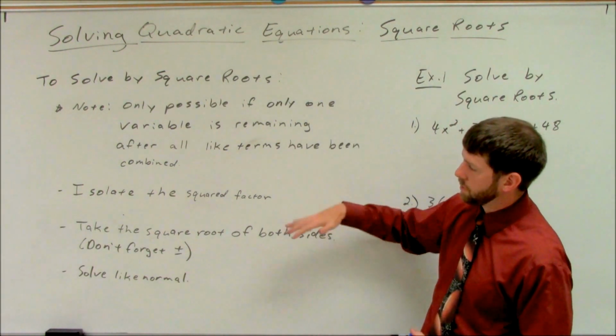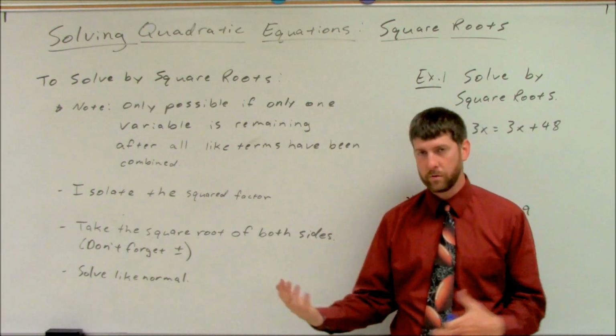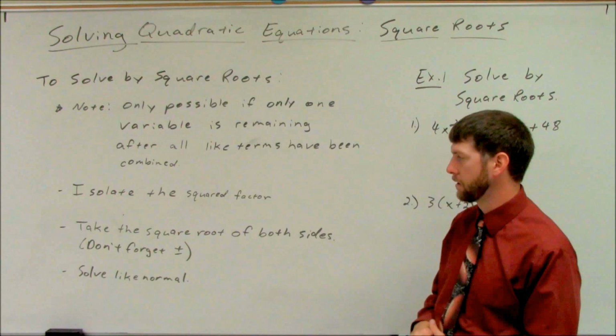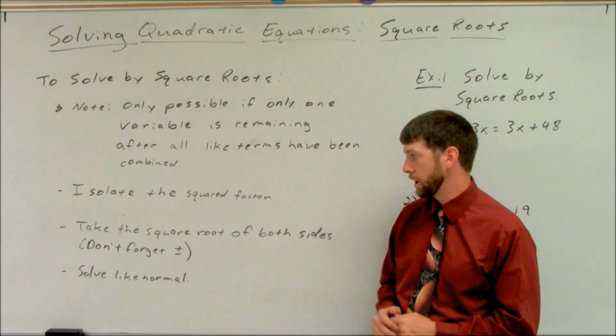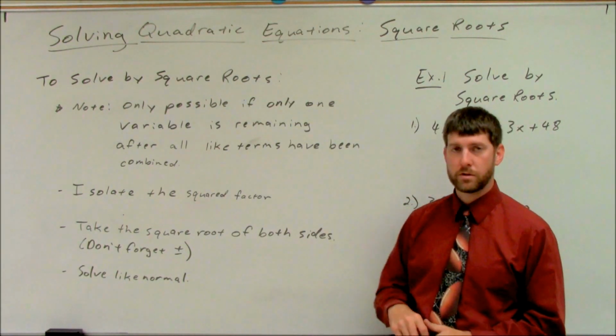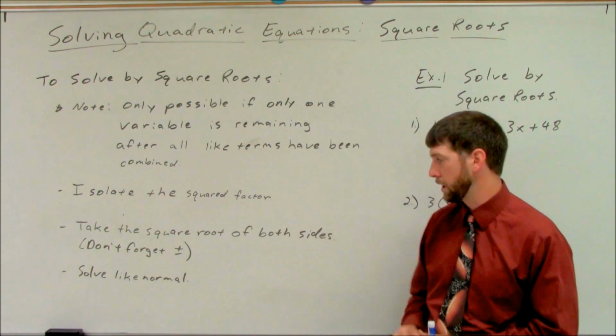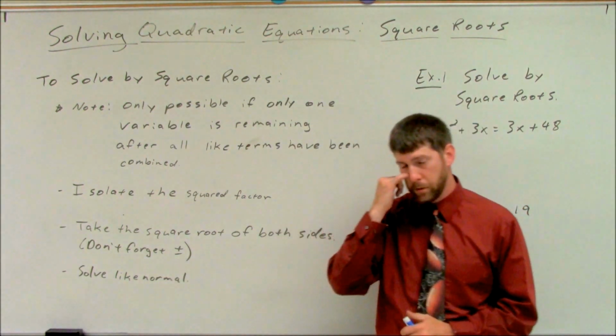So the steps are: isolate the squared factor, so move everything away that's not actually being squared. Then we take the square root of both sides to get rid of that square. And be careful, don't forget your plus or minus.